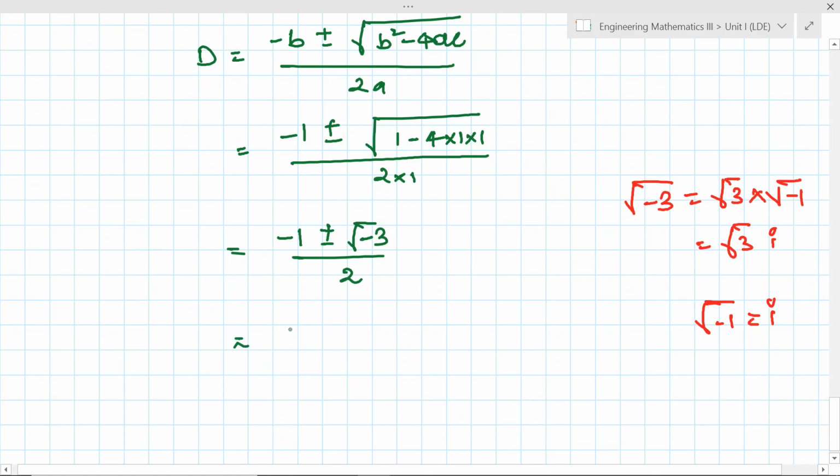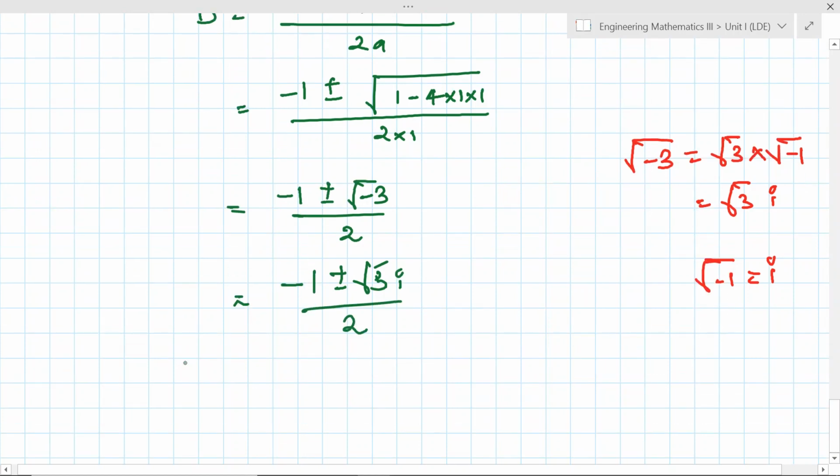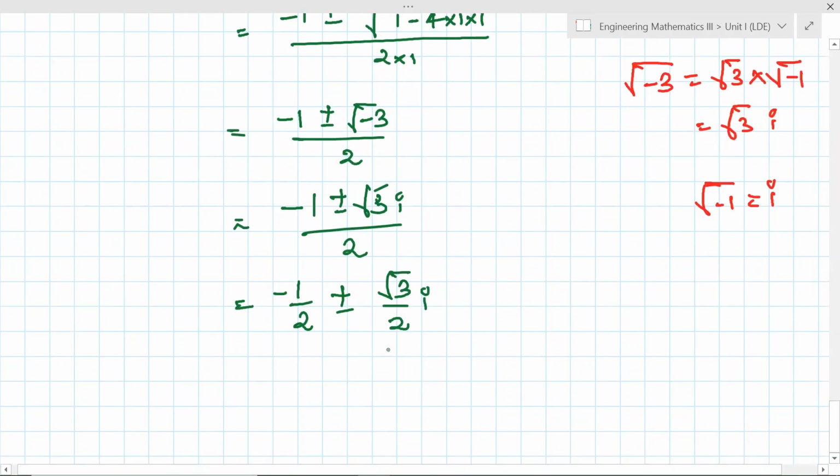So how can we write this? This is minus 1 plus minus root 3i, divided by 2. So these are the roots. If we separate this, what do I get? Minus 1 by 2 plus minus root 3 by 2 i. I think you have got how I got these roots. Otherwise you can easily find these roots with the help of a calculator without doing all this work.